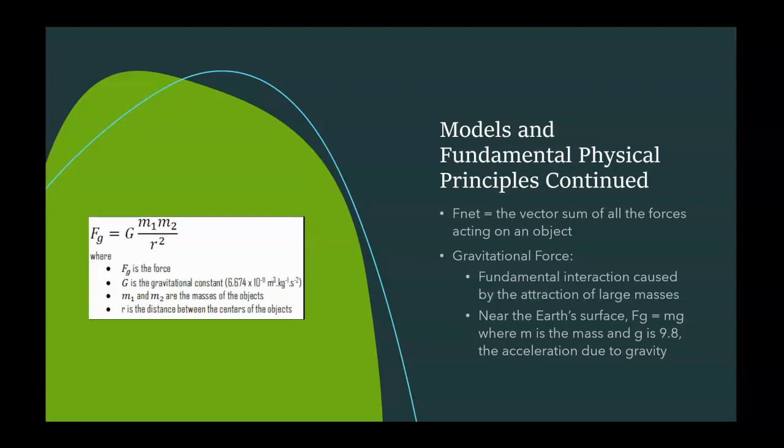The gravitational force is the fundamental force that is caused by the attraction of large masses. It is directly proportional to the two masses and inversely proportional to the square of the distance between the two objects. For our purposes, however, we'll consider gravitational force to be equal to mass times gravity, mass times the constant g, which is 9.8 near the Earth's surface.